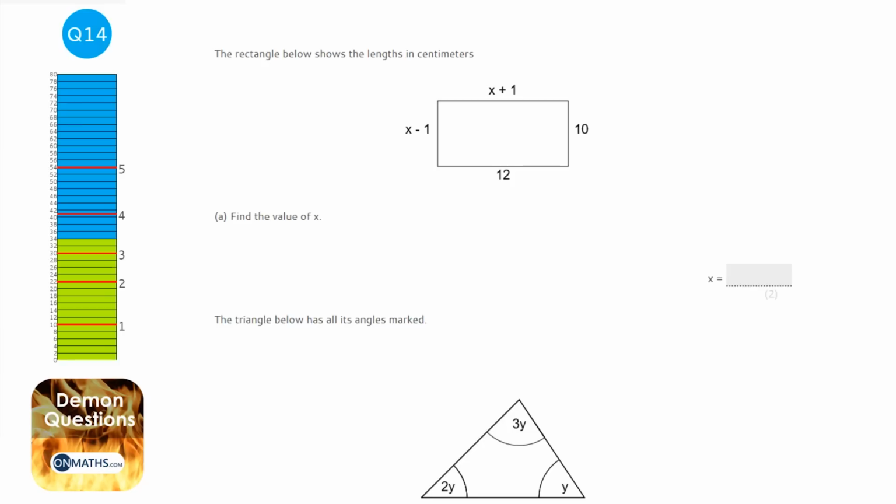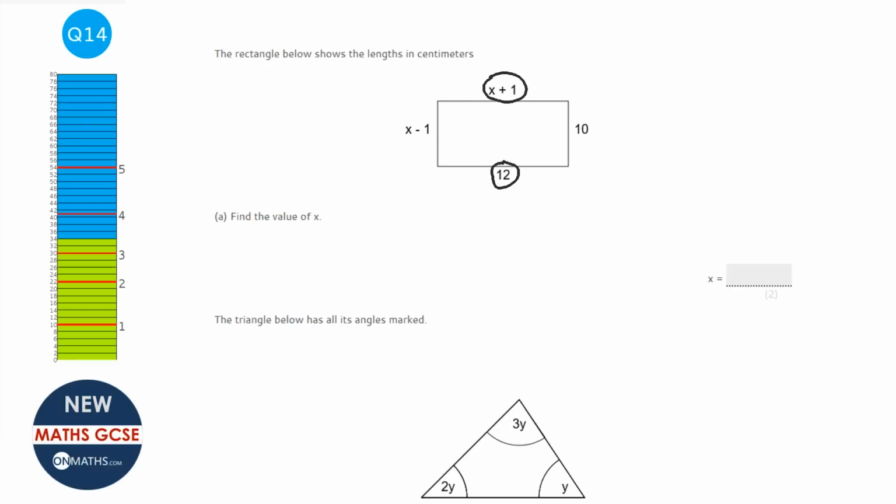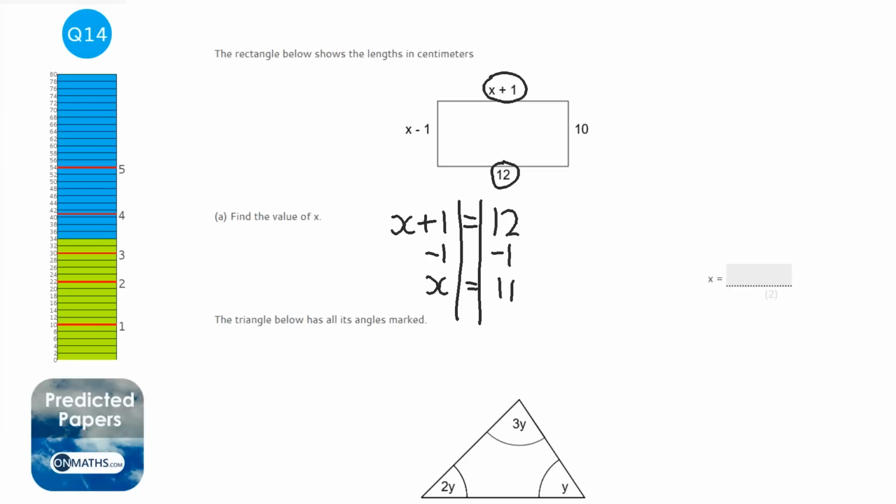Question A seems like a really complicated question, but it really isn't. If you think about what you know about a rectangle, you know that opposite sides of a rectangle are equal. So if you just write down x plus 1 is the same as 12, and then solve it. What we're going to do is take away 1 both sides. Then x equals 11. So we know that x is 11.